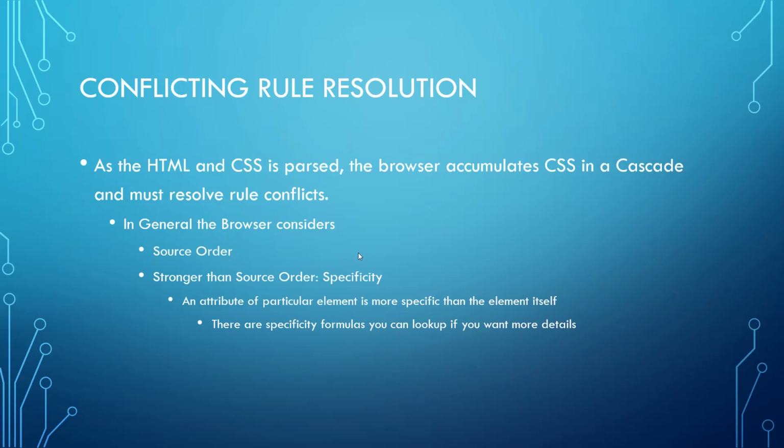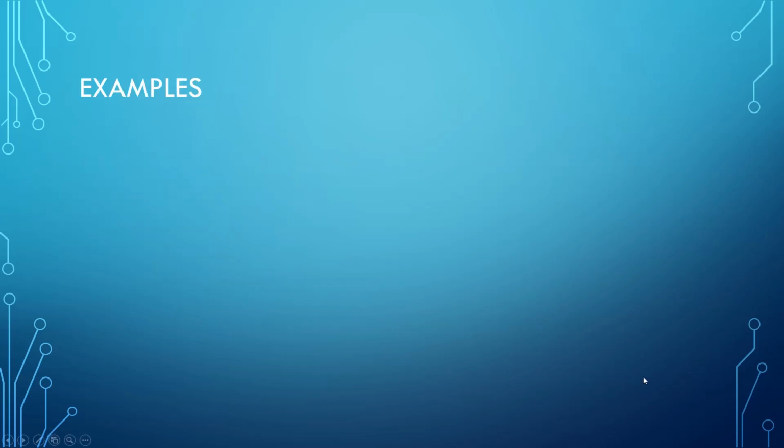But I think in general, you need to just consider source order first, and then stronger than source order is specificity, and that's, I think, what most CSS developers need to know. And for a specific case, you can get really into the details of specificity, but not necessary for our purposes. Okay, so next I'll show examples.